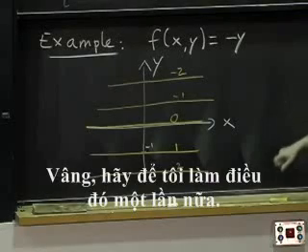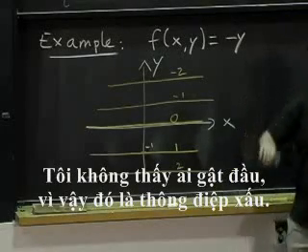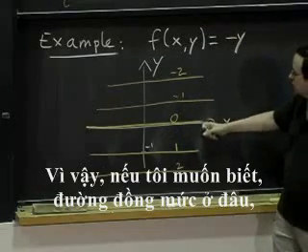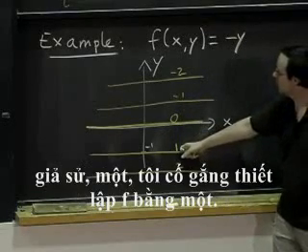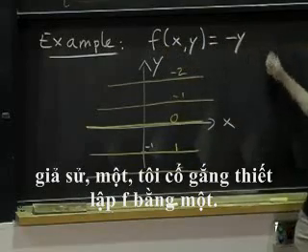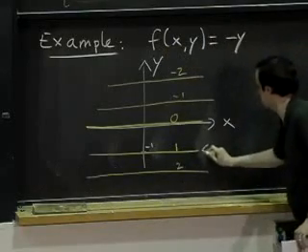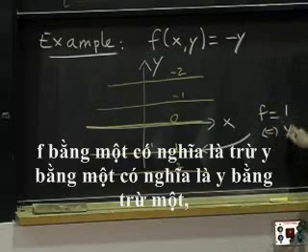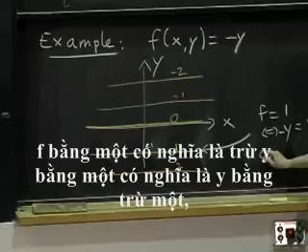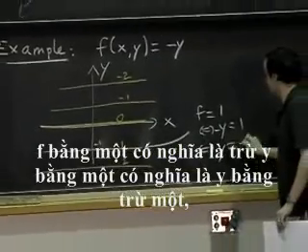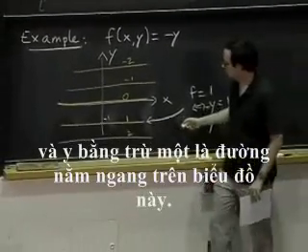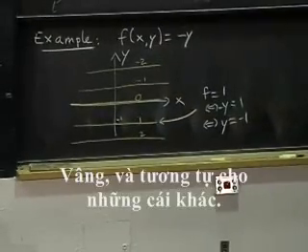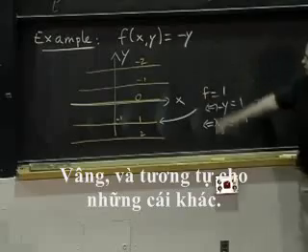Okay, let me do it again. I don't see anybody nodding, so that's kind of bad news. So if I want to know where's the level curve, say, 1, I try to set f equal to 1. Let's do this one. F equals 1 means that negative y is 1, means that y is minus 1, and y equals minus 1 is this horizontal line on this chart. Okay. And same with the others.